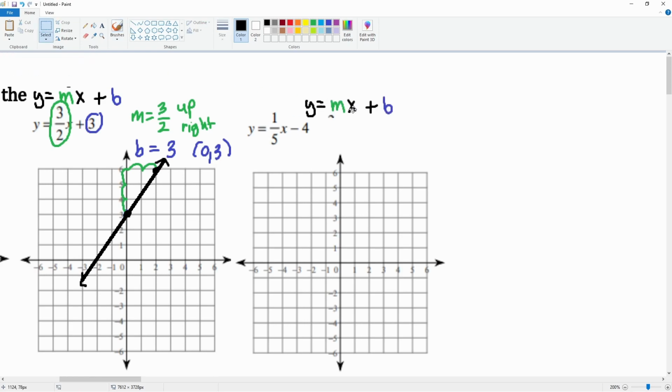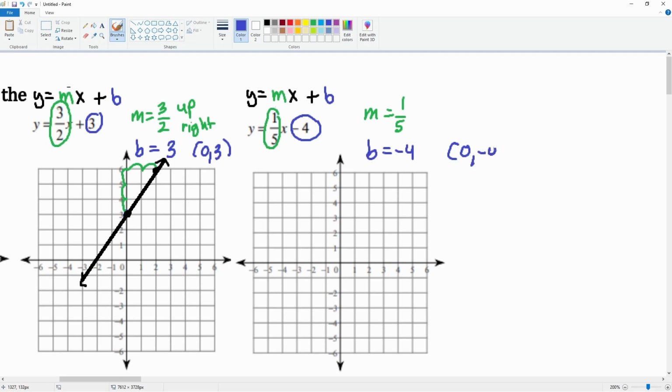The next one is already in y equals mx plus b. Let's locate the slope. The slope is right here. So we write m is equal to 1 over 5, not 1 over 5x. It's just 1 over 5. And then the y-intercept here is -4. So b equals -4. As a point, it is (0, -4). So we want to put a dot here at (0, -4).